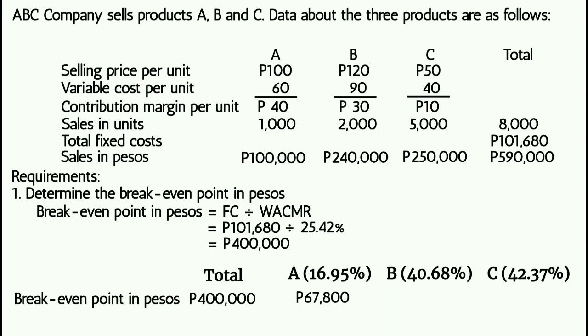For product B, 400,000 pesos times 40.68%. That is equal to 162,720 pesos. That means dapat ang sales sa product B ay 162,720 pesos to break even. For product C, 400,000 pesos times 42.37%. That is equal to 169,480 pesos. That means dapat ang sales sa product C ay 169,480 pesos to break even.